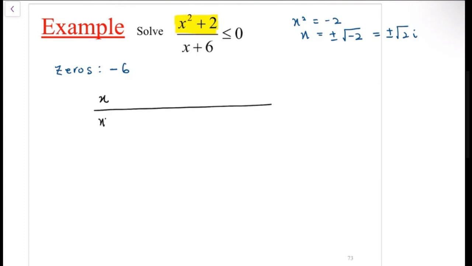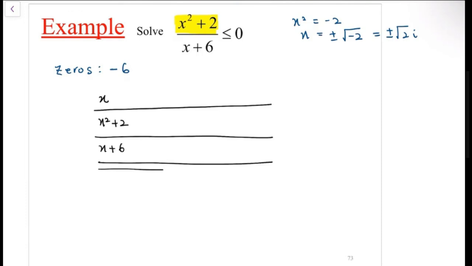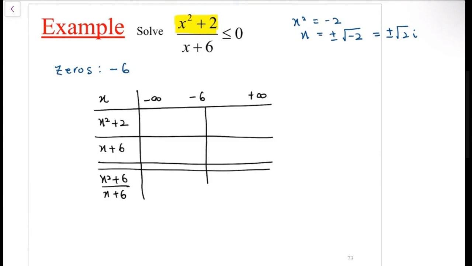So we have x squared plus 2 as the first factor. And then x plus 6 as the second factor. And then our original. Okay. For our column, we only have 1 zero. So negative infinity, negative 6, positive infinity. Alright. So, for x squared plus 2, just now kita tak ada factor. So, kita takkan ada zeros.